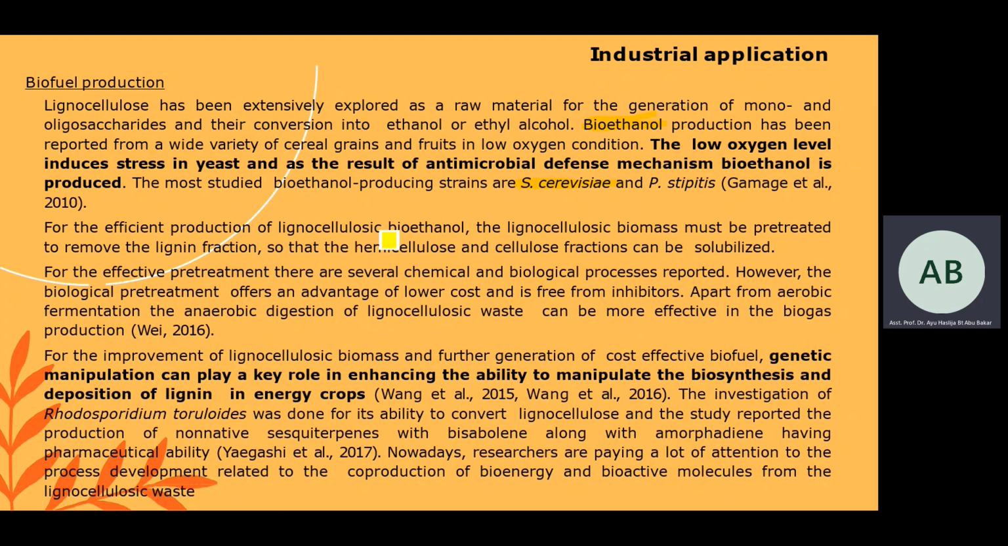Again, before producing the bioethanol, the lignocellulosic biomass must be pre-treated to remove the lignin, because we want the cellulose and hemicellulose only. Several chemical and biological processes are reported. As I mentioned earlier, you have chemical, which is the acid and alkaline pretreatment. Then the physical one is mechanical pulping or steam pulping using steam. Biological is the enzymatic hydrolysis.